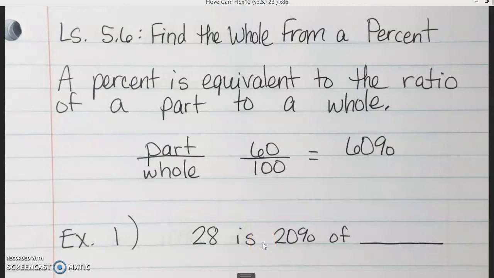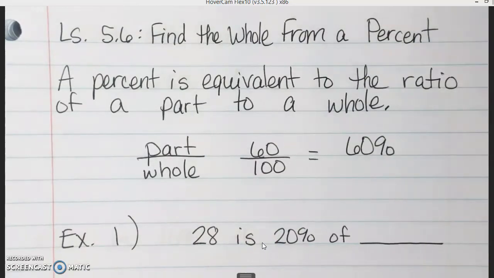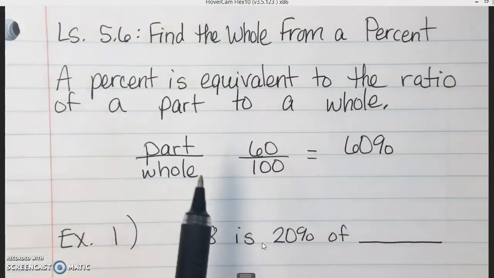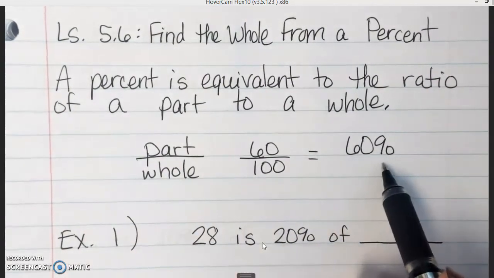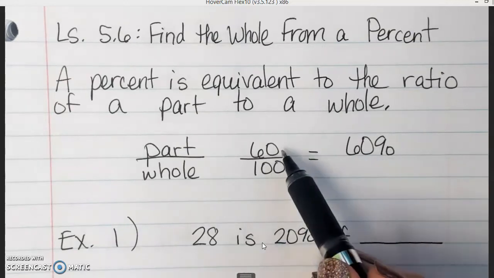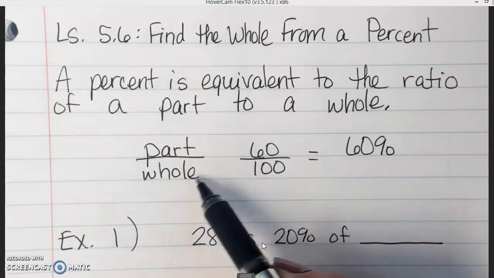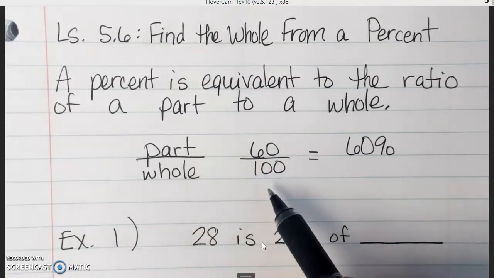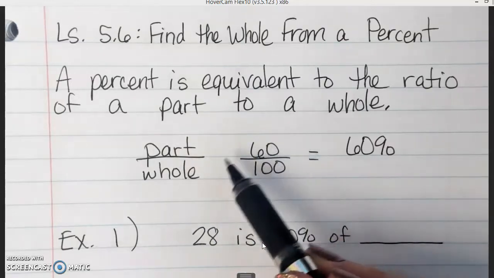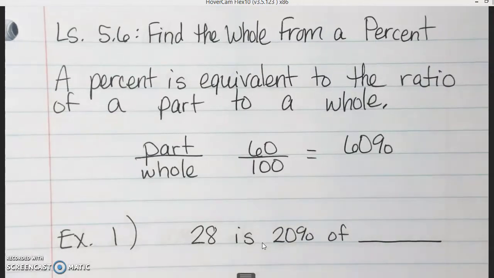This is lesson 5.6. Find the whole number from a percent. A percent is equivalent to the ratio of a part to a whole. So if we have 60%, we also know that a percent is a ratio comparing a number to 100. So this 60% would be the same as the ratio 60 over 100, where 60 is the part and 100 is the whole. We're going to use this thought to help us find the whole number in the next examples.